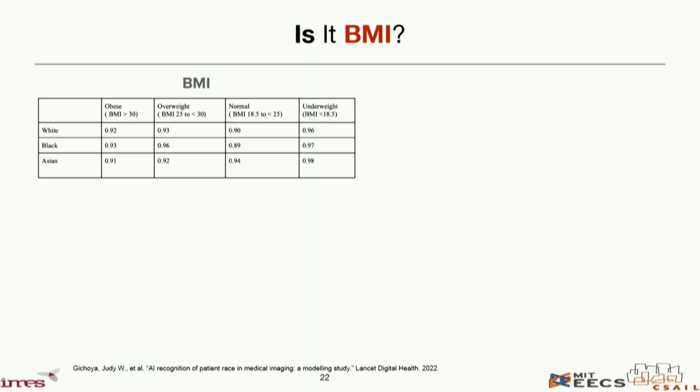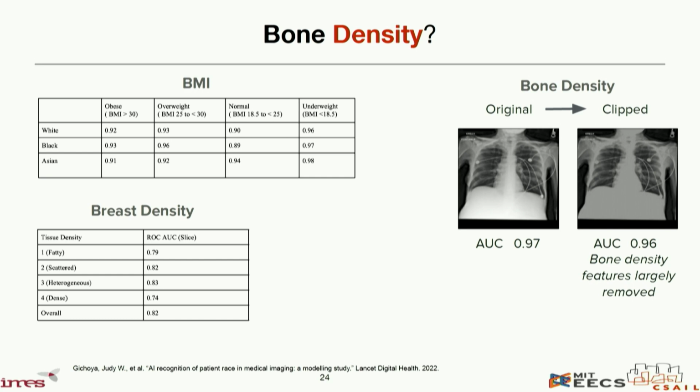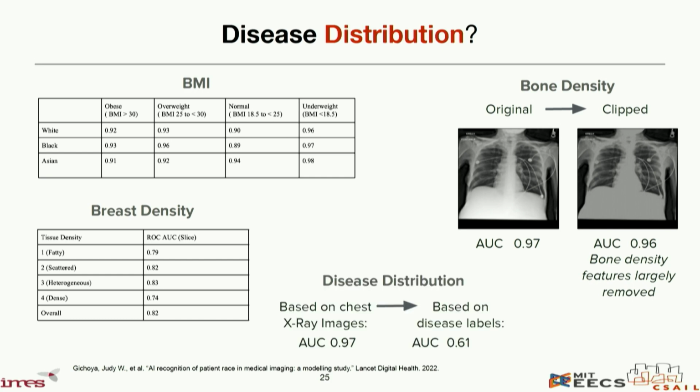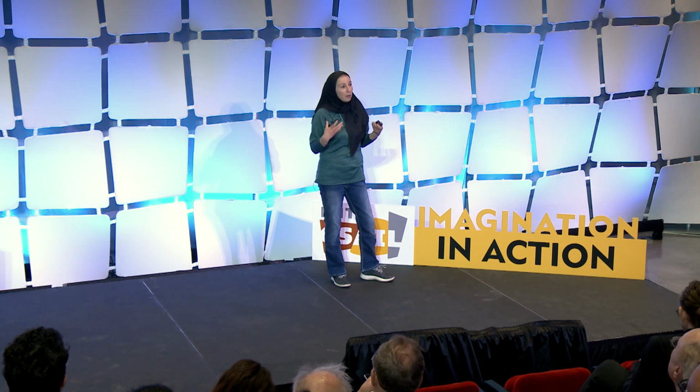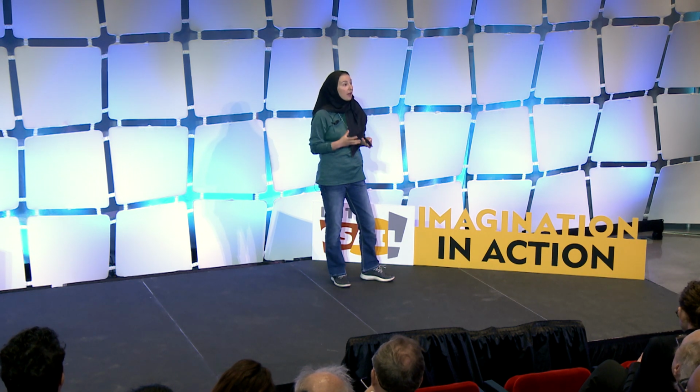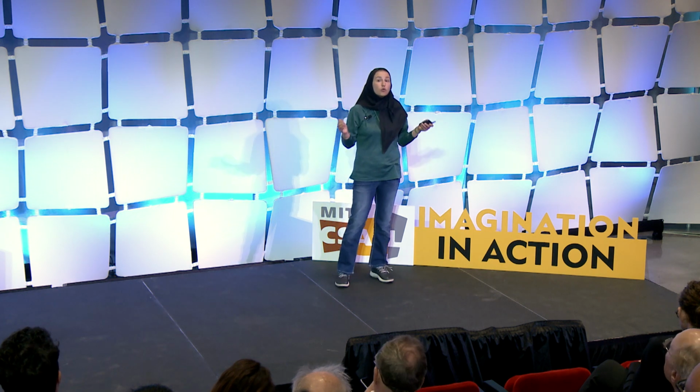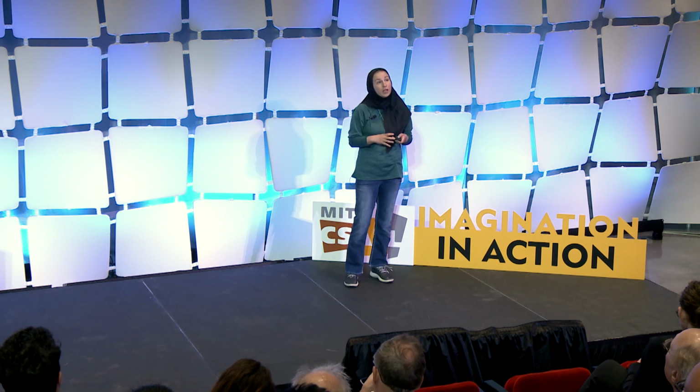And it's not the obvious spurious correlations that you might imagine you could remove from medical imaging data. It's not body mass index, breast density, bone density. It's not disease distribution. In fact, you can filter this image in a variety of ways until it doesn't really look like a chest x-ray anymore. And machine learning models can still tell the self-reported race of a patient. This is information that's incredibly deeply proxied in data, and you can't just remove it simply. So if we can't remove it simply from our data, how does this impact how we might want to learn?